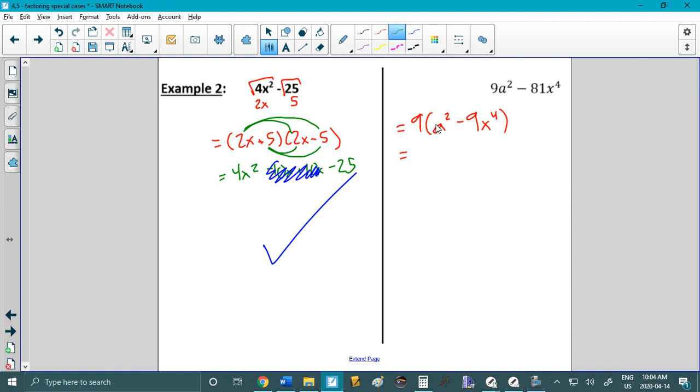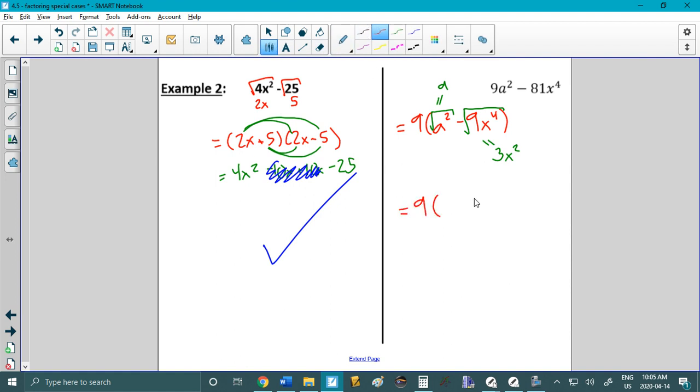Well, I think I can. Because a squared is a perfect square. The square root is a. And 9x to the 4 is a perfect square. The square root of 9 is 3. And the square root of x to the 4 is x squared. So I'm going to have to move this down a bit. So equals, I have that 9.